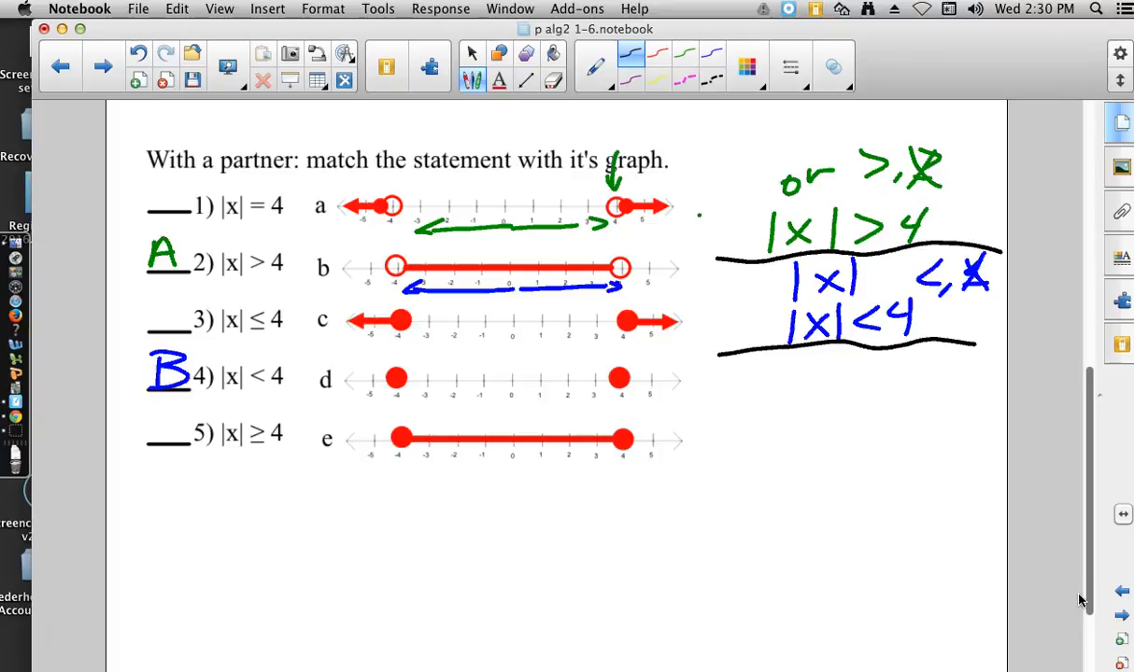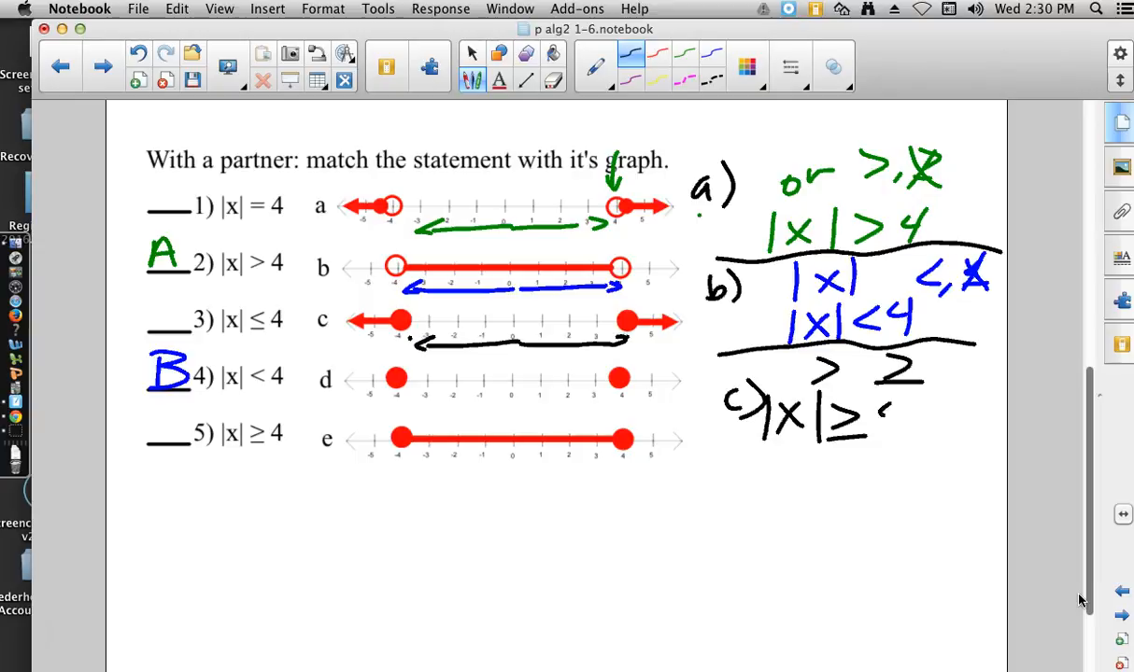So the absolute value of x is less than 4 is B. All right, let's look at C. C is definitely an OR. If it's an OR, it's greater than or equal to. I notice these are colored in, so it's going to be greater than or equal to this time. Again, we're going back with the 4. If you look at all the answers, you see it's always 4. So really, all we needed to do was figure out that was greater than or equal to. And so C should go right there.